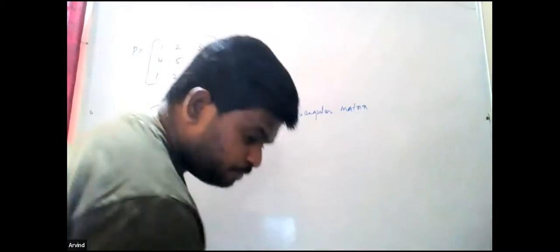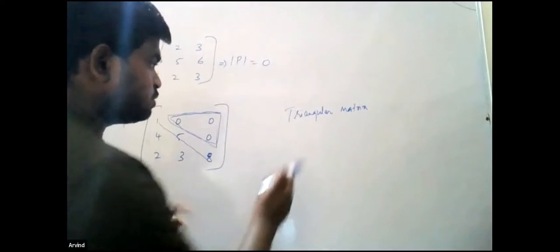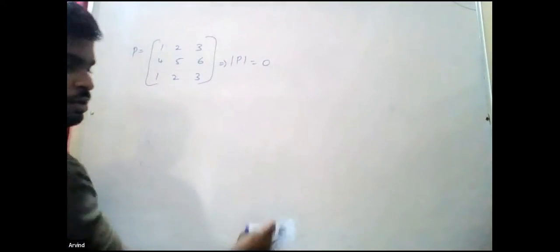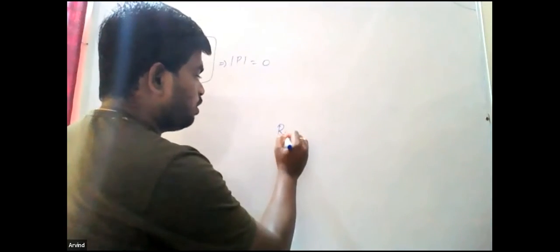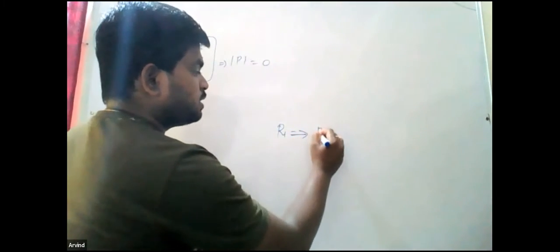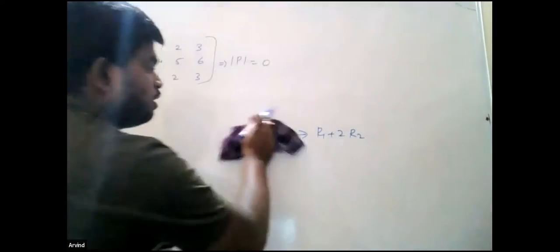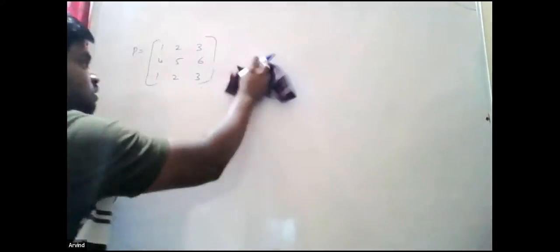Okay, this is one, and you know certain operations can be done on this. You can add something to the row, for example, you can do all this. Row 1 is r1 plus 2 times r2. You can do all this stuff. Okay, these are there.